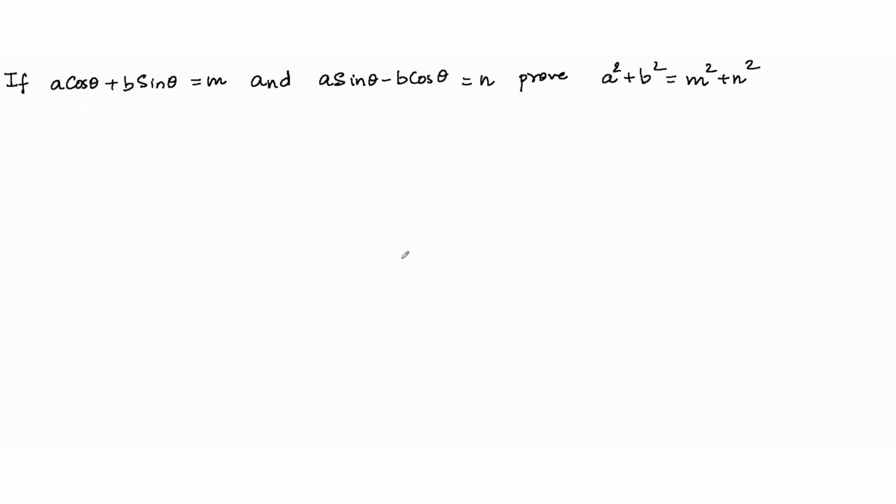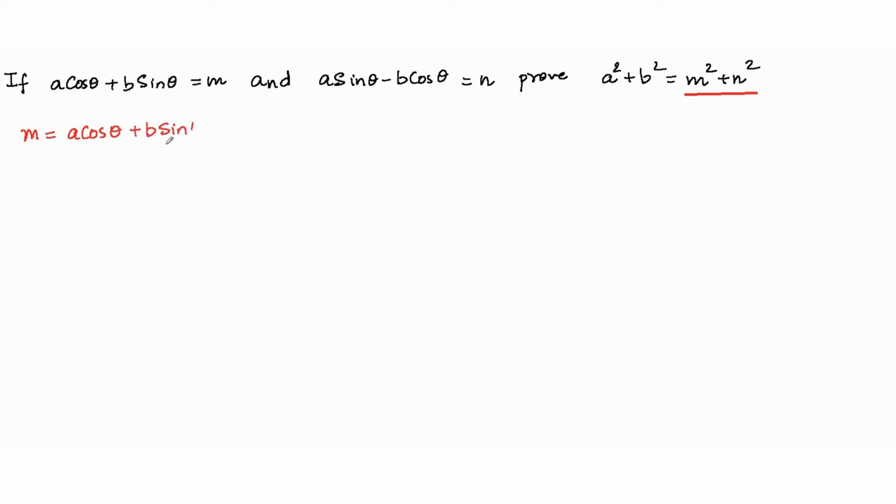It's given that A cos theta plus B sin theta is equal to M and A sin theta minus B cos theta is equal to N. I have to prove that A square plus B square is equal to M square plus N square. If you take a look at the RHS, it clearly says M square plus N square. So what that means is, I have the values of M and N. So M is equal to A cos theta plus B sin theta.